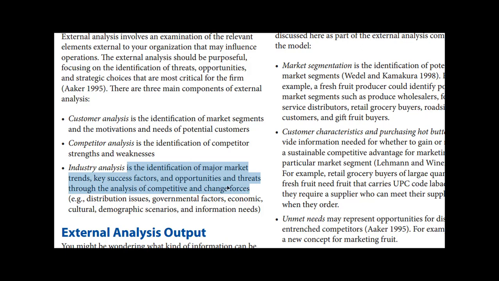Each industry has different trends and key success factors, and every industry can be identified according to its different opportunities and threats. These threats and opportunities are the major competitive and change forces in the organization. These forces include distribution, government-related factors, economic and cultural factors, demographic scenarios, and information needs.